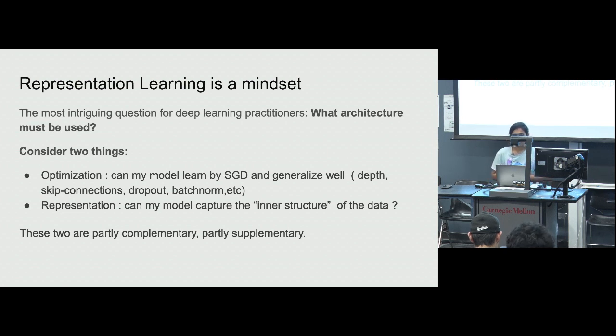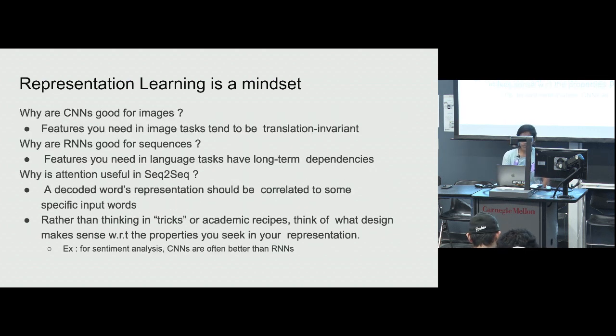Another thing that you should think about is the kind of representations that you're using. Can they capture the inner structure of your data and the kind of task you're working on, and can these networks give you answers to that task? You should also understand that optimization and representation are complementary as well as supplementary, which means that sometimes they help each other and sometimes you need to balance them out.